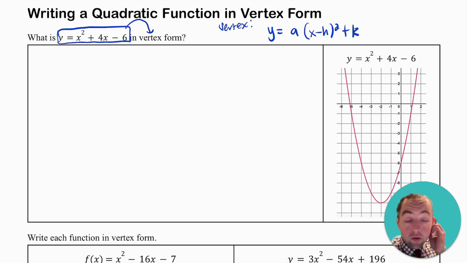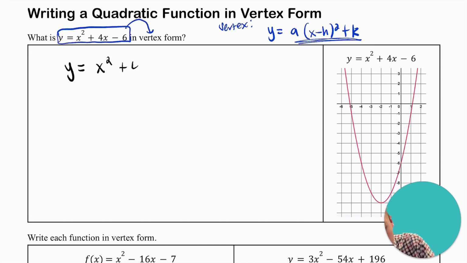In order to actually write something in vertex form, it requires the use of completing the square to be able to write a parabola in vertex form. So here's how this is going to work for us. I'm just going to copy the equation that's given in standard form right here. Now the constant of -6, I'm going to slide over a little bit, leaving a little room in front of it because I'm going to write something there.